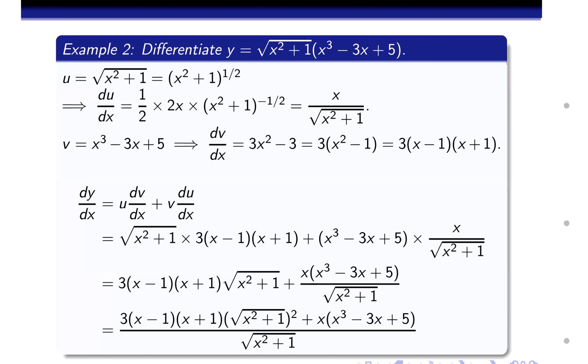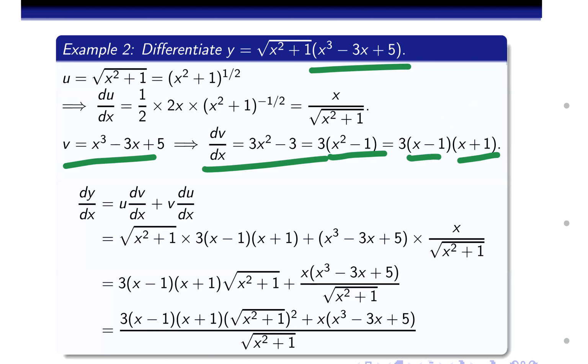And then v is easy peasy. So v is x cubed minus 3x plus 5. Then dv dx will simply be 3x squared minus 3. And 3 is common, so you have 3 into x squared minus 1. And of course, x squared minus 1 is difference of two squares. So that's x minus 1, x plus 1. I've talked about it a couple of times along the line. So all you just need to do is tidy everything up.